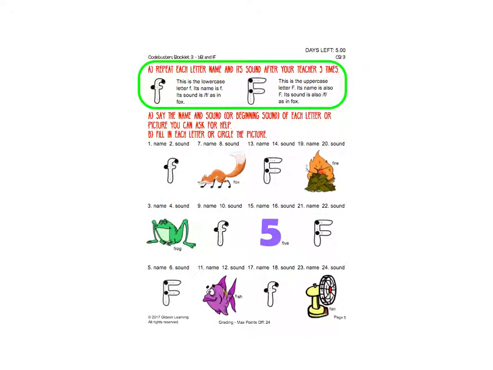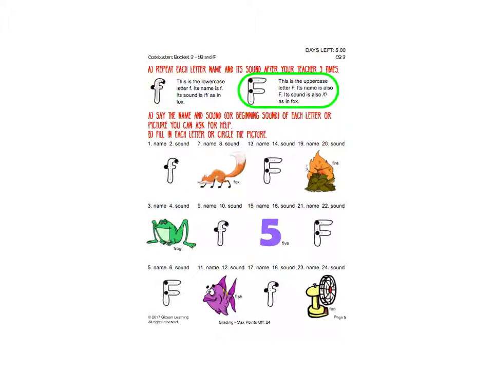Now we'll go to page 5 and look at the next letter. The directions are the same. Repeat each letter name and its sound after your teacher 3 times. This is the lowercase letter F. Its name is F. Its sound is F, as in fox. And now we can write our own letter and say the name and its sound 3 times. F, F, F. And here's my lowercase letter F.